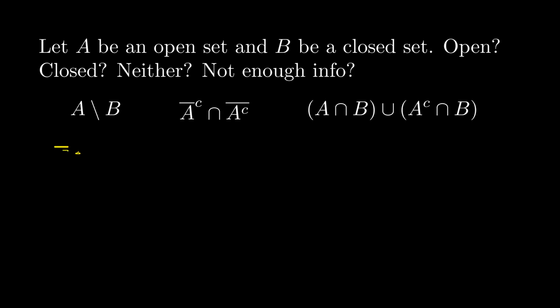This is equivalent to the intersection of A and B complement. And A is open and B complement is open. And finite intersections of open sets are open. So this has to be an open set. What about this example? The intersection of the complement of A closure with the closure of A complement.